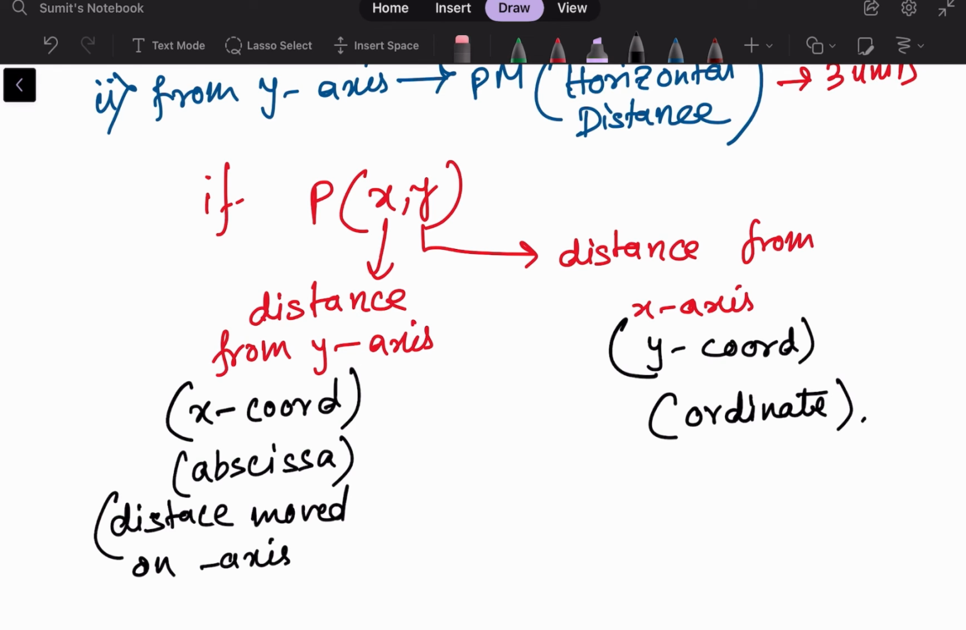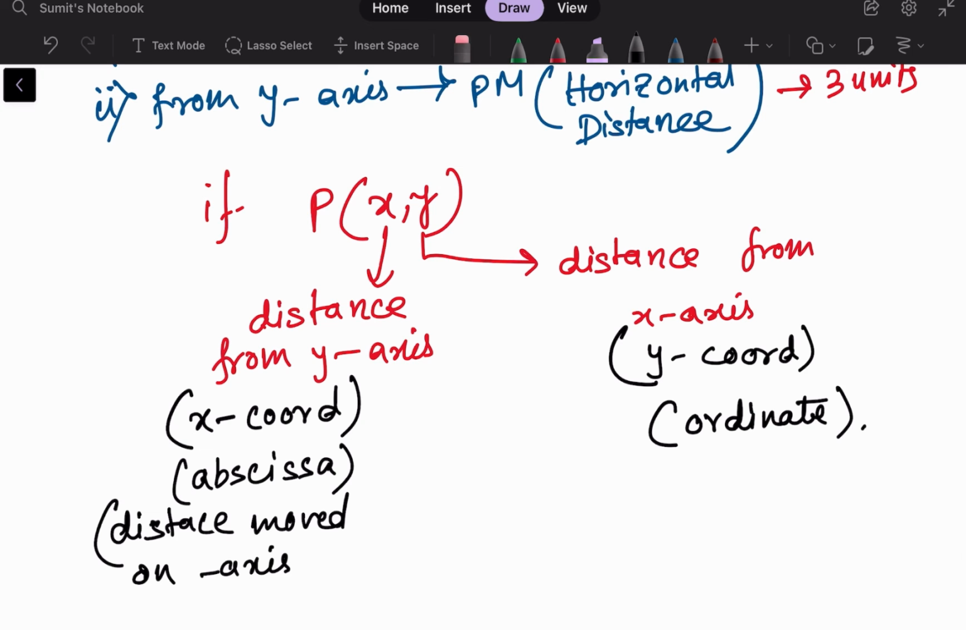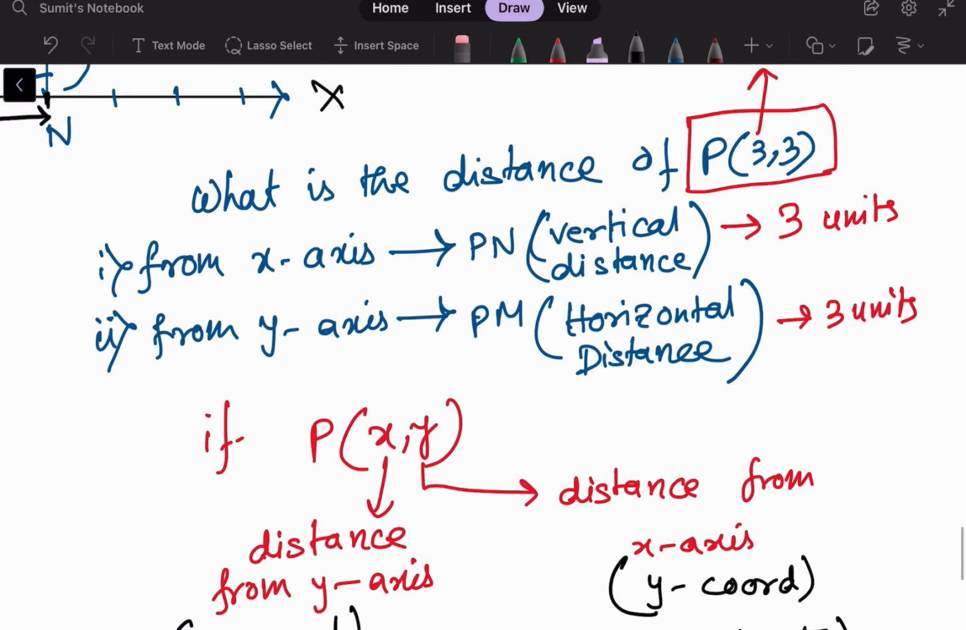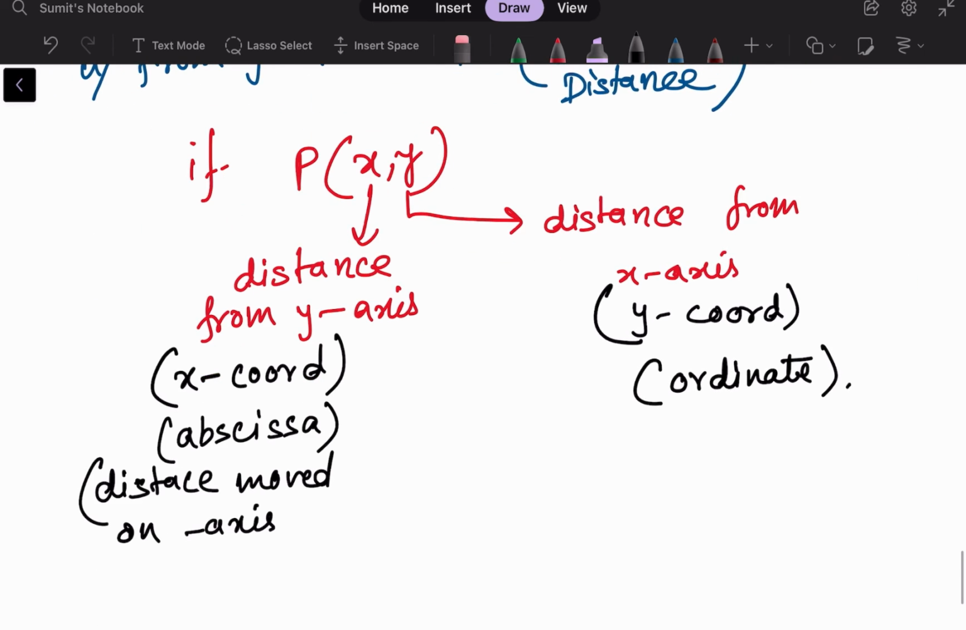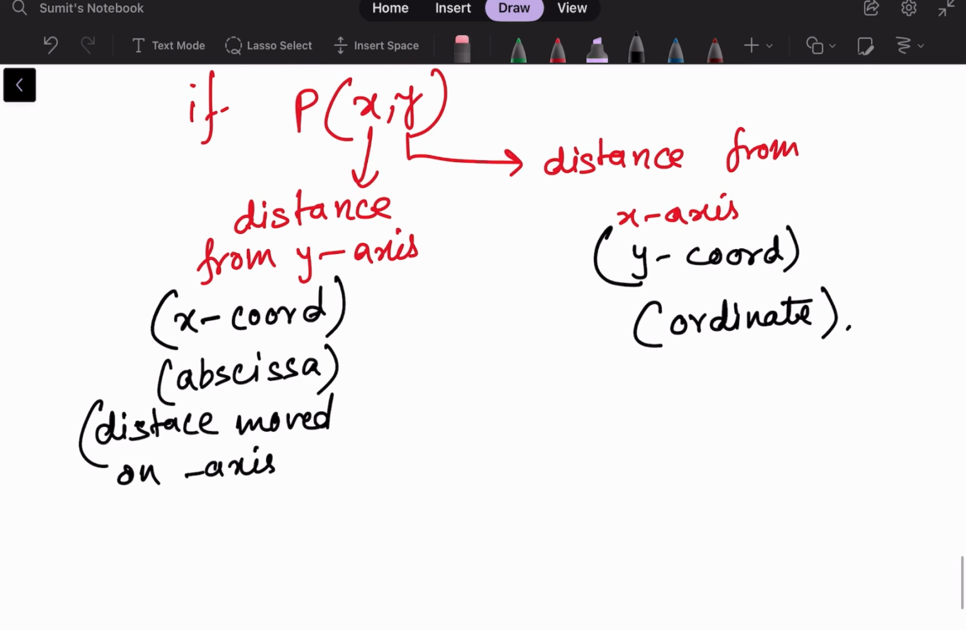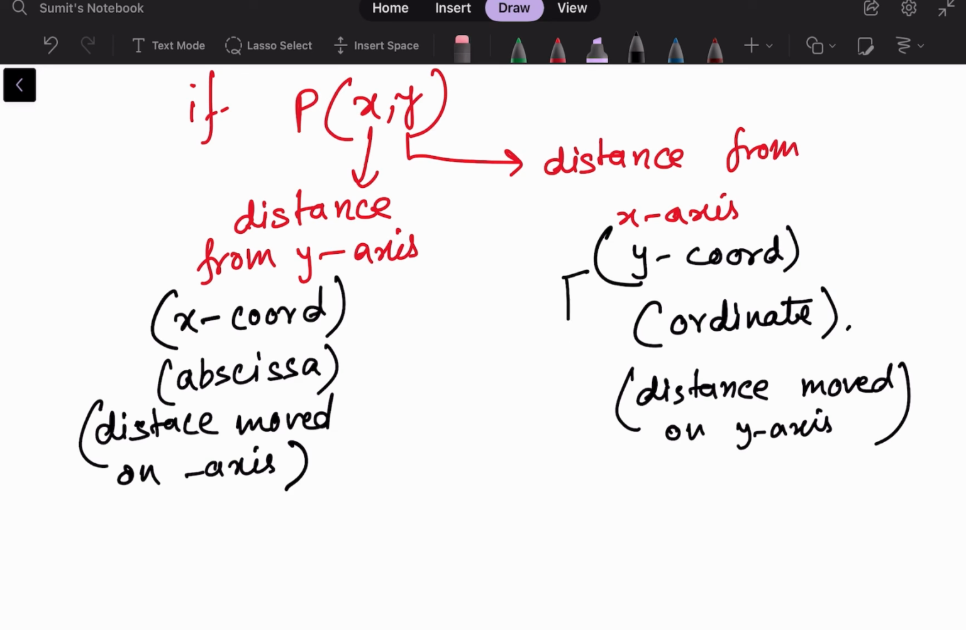Distance moved on x-axis means this x coordinate, what does x coordinate mean? How much distance it has moved on the x-axis. So if it is 3, 3, that means on the x-axis it has moved 3 units. Okay? And if it is 6, 4, then the y coordinate means distance moved on y-axis. Just observe this one. X coordinate, distance moved on x-axis. Y coordinate, distance moved on y-axis.